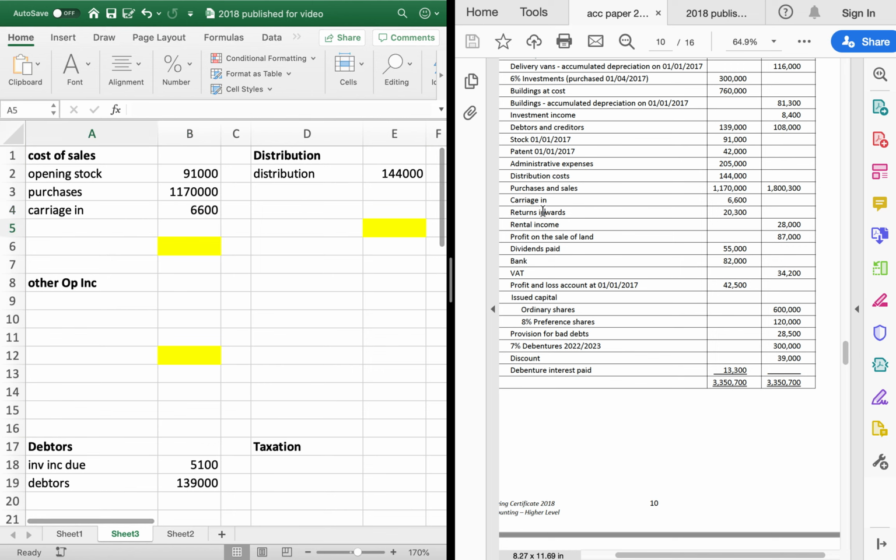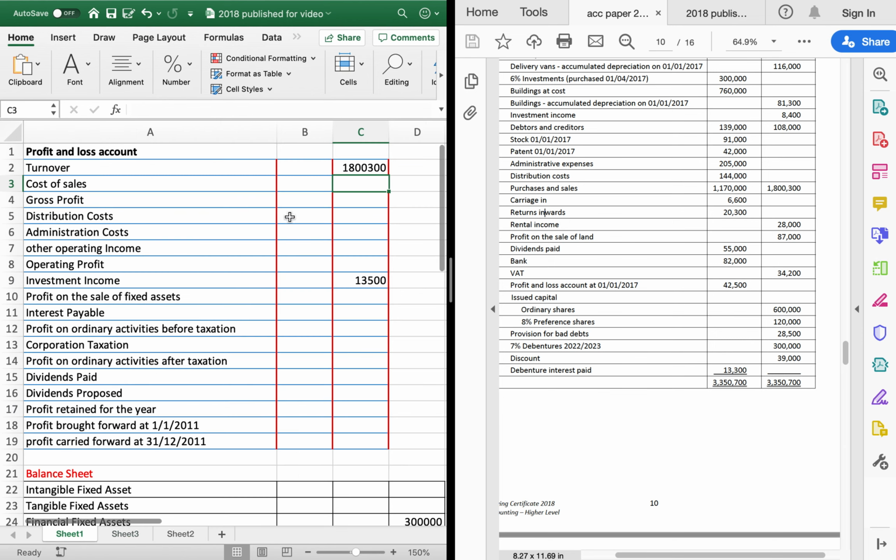And returns in. Right, returns in is sales returns. Now, you know it's sales returns because it's on the opposite side of sales. So that 20,300 has to get taken away from sales. Now, that would have been new to the lads in 2018, but not really because you did it at junior cert, and it should be straightforward enough to understand what returns in are. So they have to go somewhere. So their sales returns 20,300, so it goes down to 1.78 million.